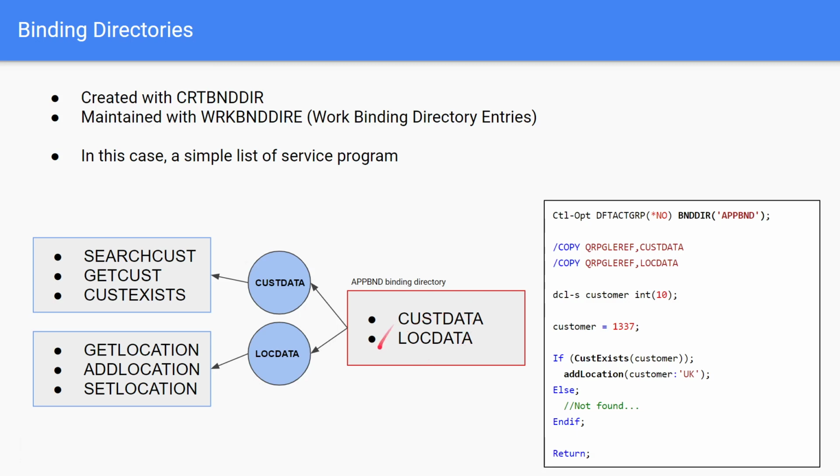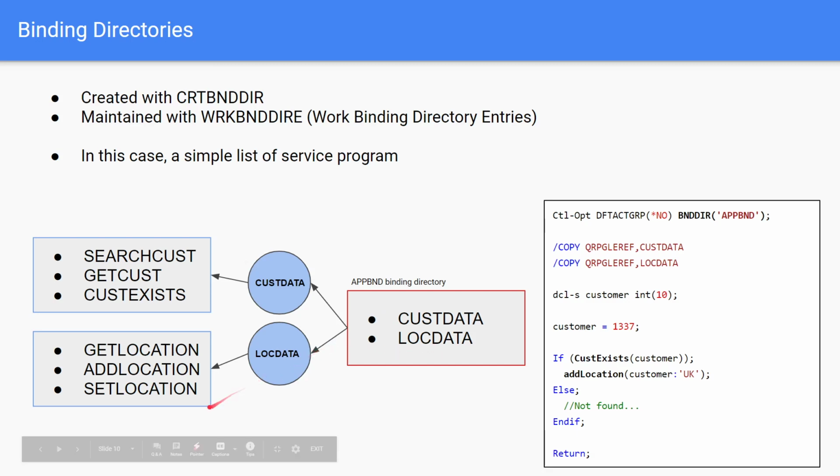Okay, and it has two service programs in it. It has cust data and lock data. Okay, so cust data exports these three procedures. It has search cust, get cust, and cust exists. Okay, so because our program uses this binding directory and it has cust data on there, and cust data exports these three procedures, we can actually use these in our program now. Then, of course, we have lock data, as in location data.